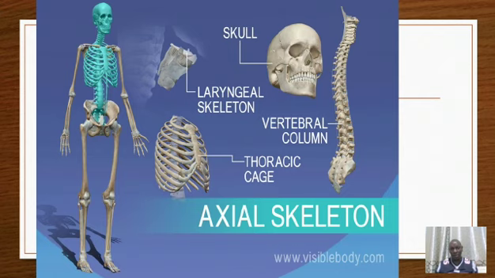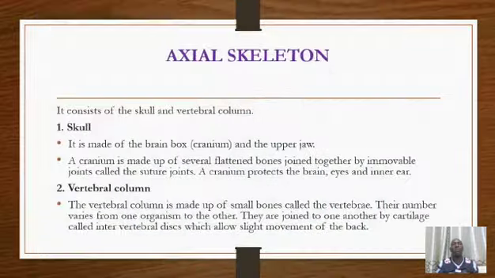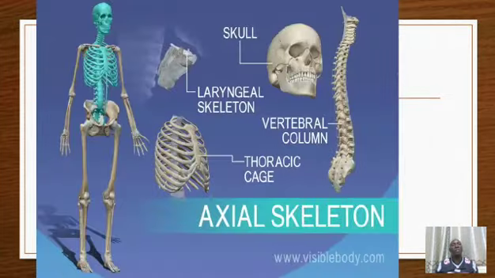What is the difference? The axial skeleton is made up of the skull and the vertebral column. Look at the skeleton on your left. In blue, we see the skull. We also see the vertebral column. We also see the rib cage. So those are the parts that have been magnified and separated on your right.